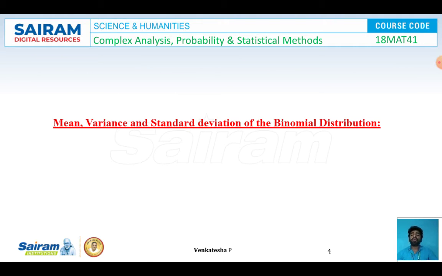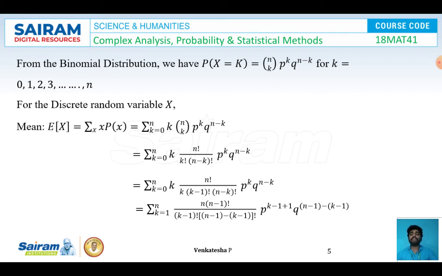Okay, what are the mean, variance and standard deviation of the binomial distribution? To find them, the first thing is we have to consider the formula of the binomial distribution. So first let me consider the probability mass function of the binomial distribution in the form P(X = k) = nCk p^k q^(n-k), for the range k = 0, 1, 2, 3 and so on till n.